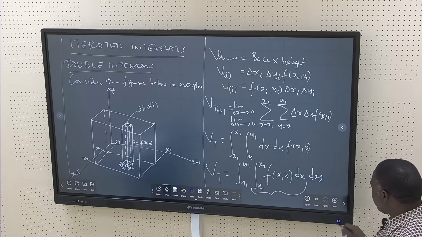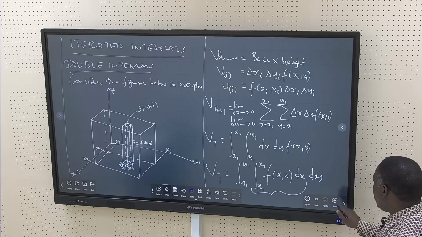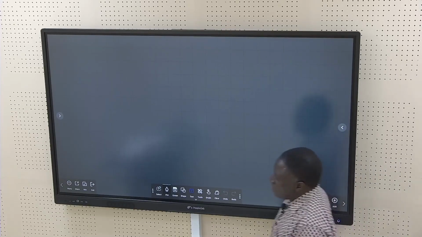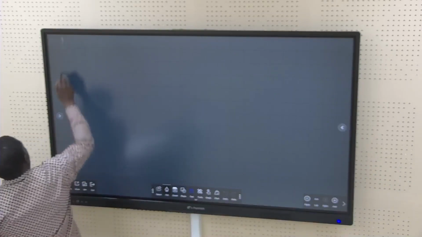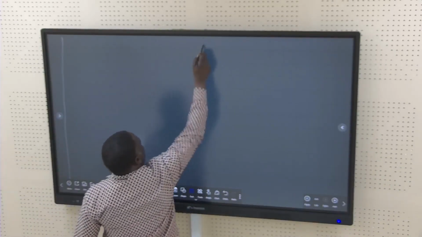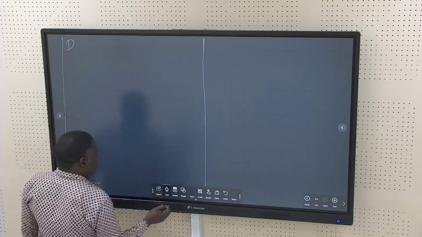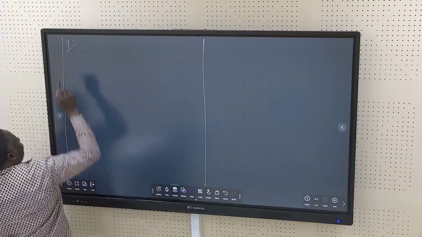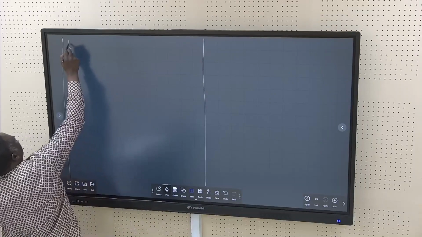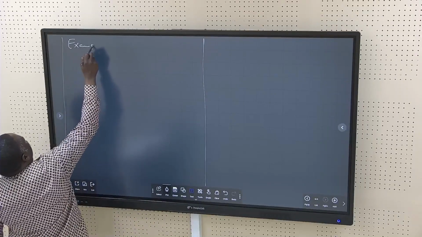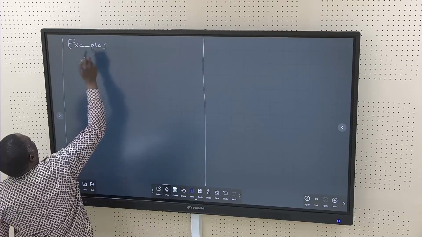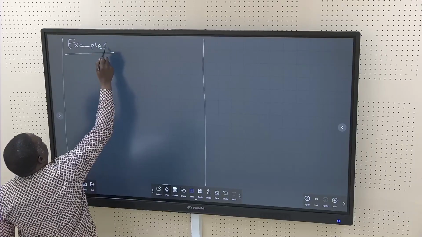So let us see an example on how to evaluate these double integrals. Let us see an example. Example 1.